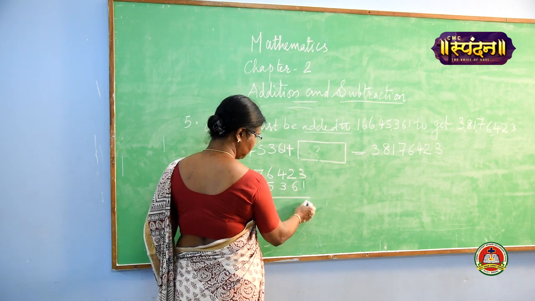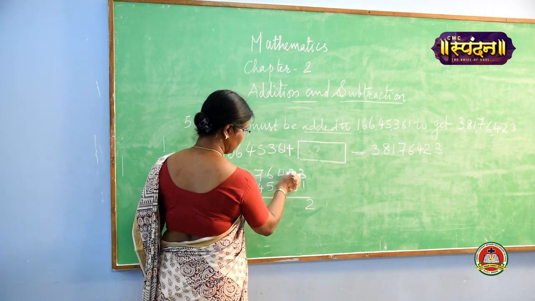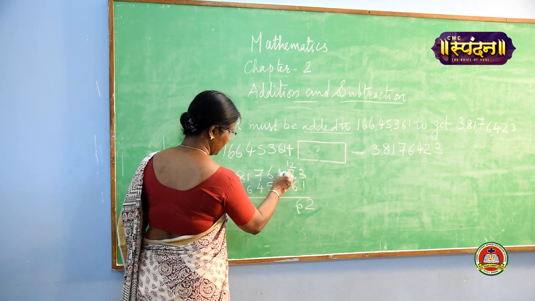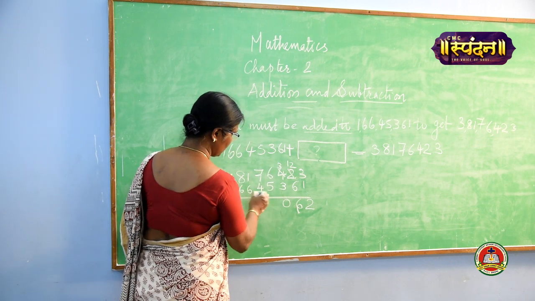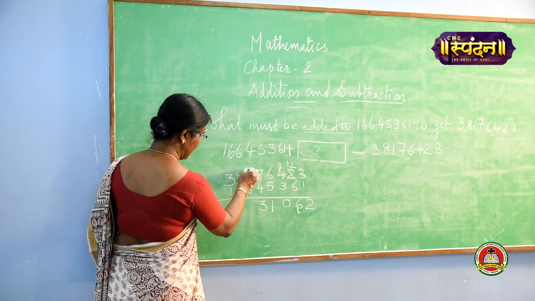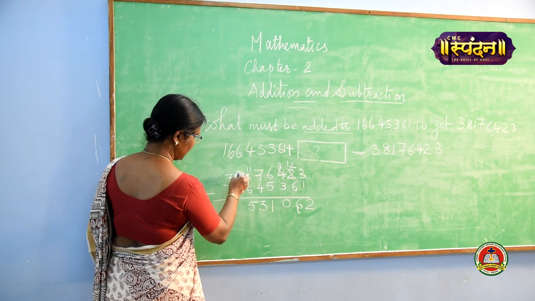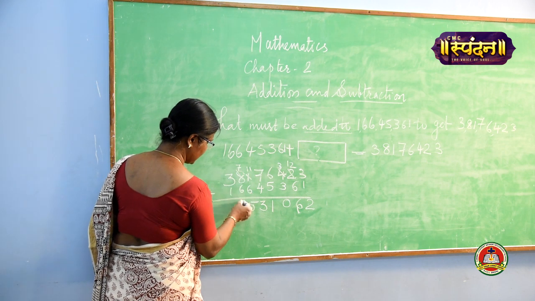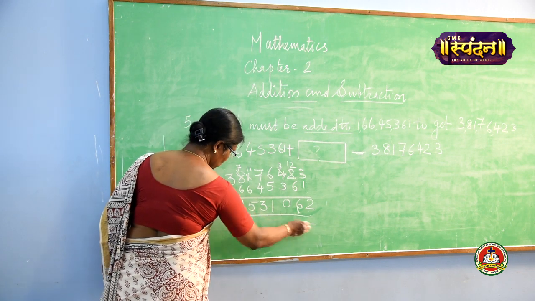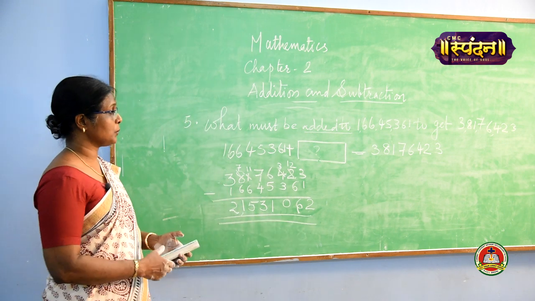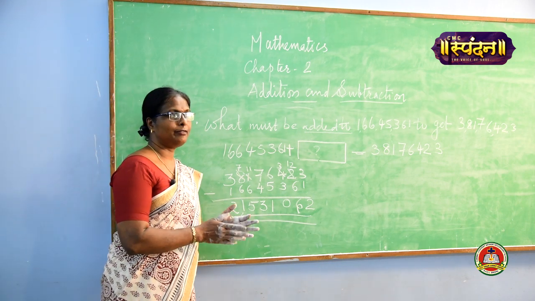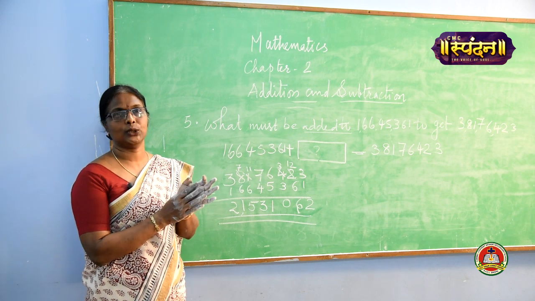Now 3 minus 1, 2. From 2 you cannot subtract, so here it becomes 12. 12 minus 6 is 6. Here remaining is 3. 3 minus 3 is 0. 6 minus 5 is 1. 7 minus 4 is 3. 11 minus 6 is 5. Here remaining is 7. 7 minus 6 is 1. And 3 minus 1 is 2. So the number to be added is 2,15,31,062.